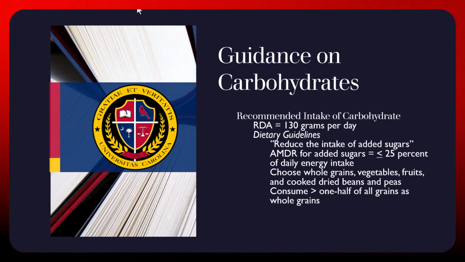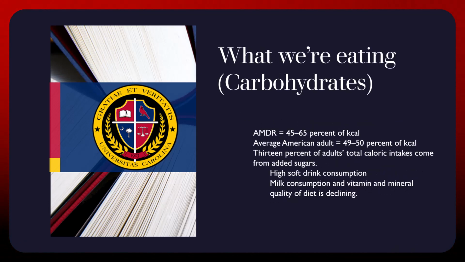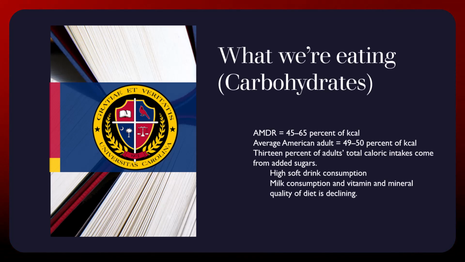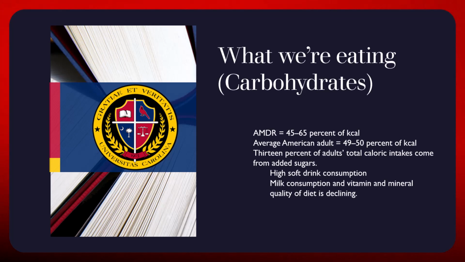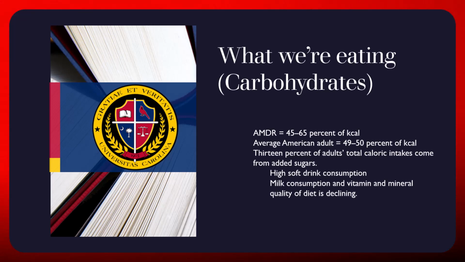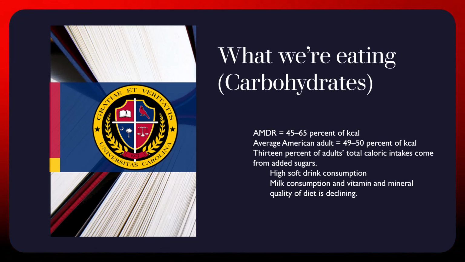Well, unfortunately, we're not doing too well at meeting these recommendations and guidelines in the United States. So what are we actually eating? The AMDR is equal to 45 to 65% of kcals. For the average American adult, 49 to 50% of kcals are carbohydrates. 13% of adults' total caloric intake comes from added sugars.